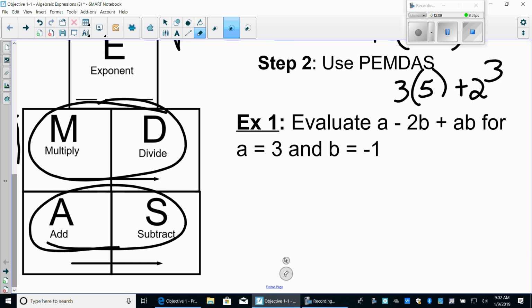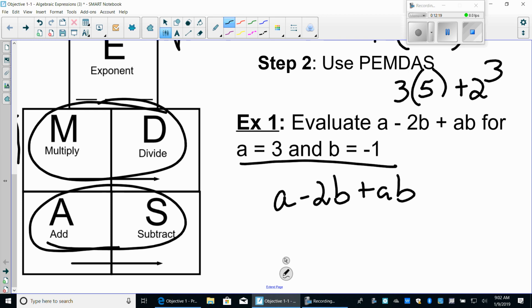Let's do example 1. So, a minus 2b plus ab, for a is equal to 3, b is equal to -1. So what are we going to do with these? Plug them in. Okay, so a couple things here. When you plug in for a variable, you must use parentheses. So everywhere there's a variable, I'm going to put a set of parentheses. Everything else and signs are going to come straight down.